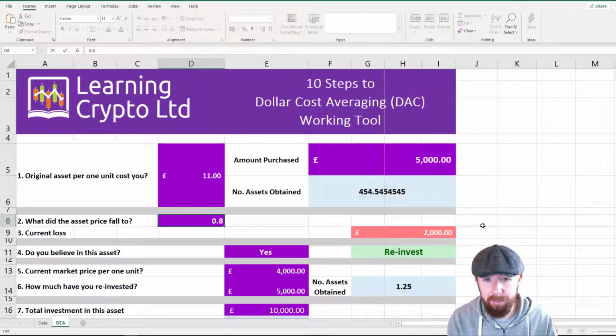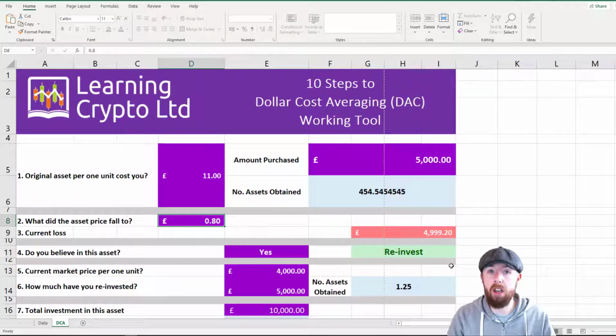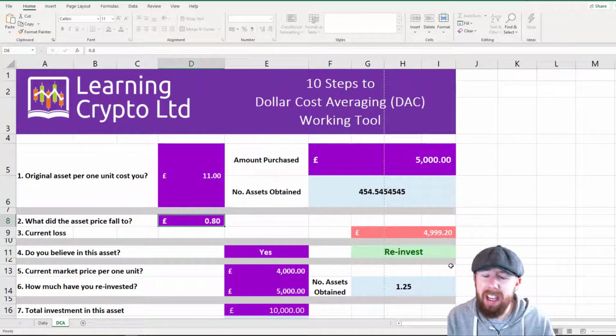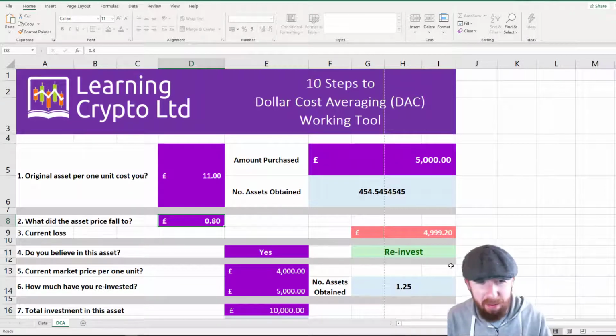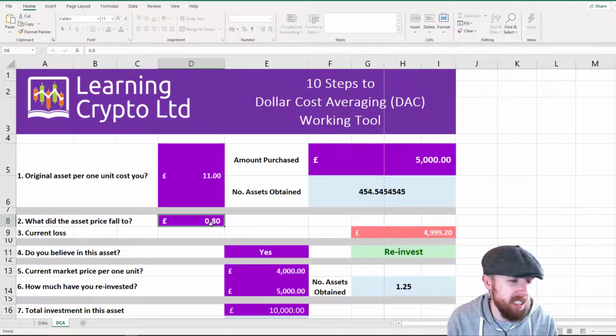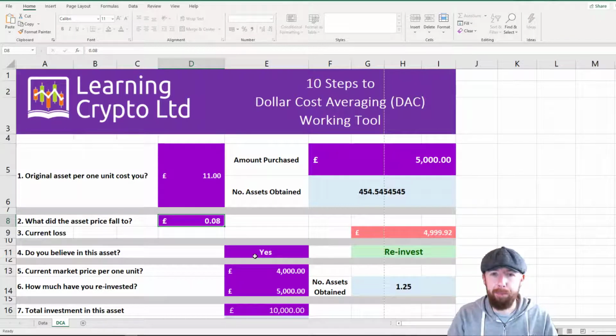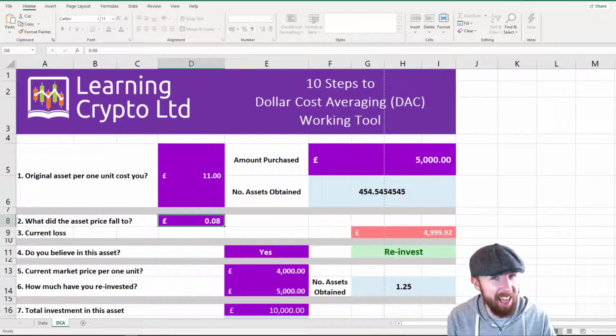Which is absolutely crazy. You basically lost all your money. So yeah, you still believe in the asset even though you got absolutely nothing in. I think it was 0.8. Might be even less than that actually. Bear with me. You've lost all your money. Absolutely crazy. So there you go. That is the genuine thing.